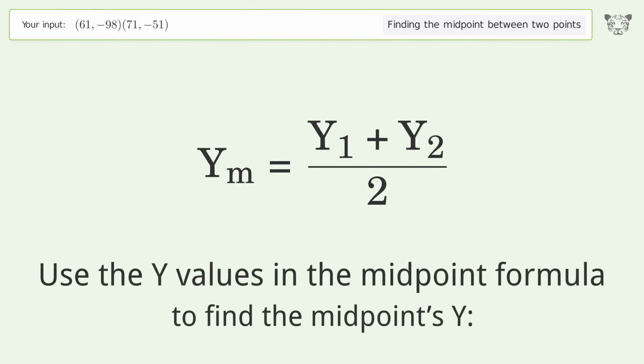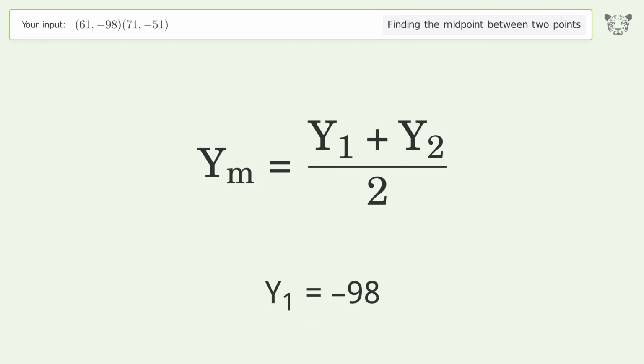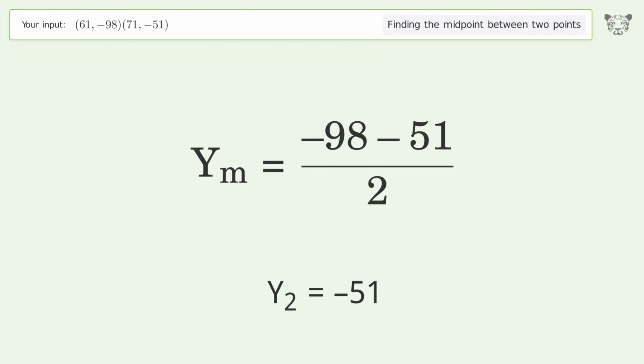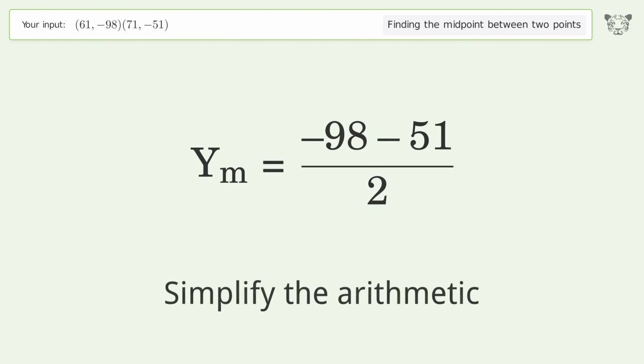Use the y values in the midpoint formula to find the midpoint's y. y1 equals negative 98. y2 equals negative 51. Simplify the arithmetic.